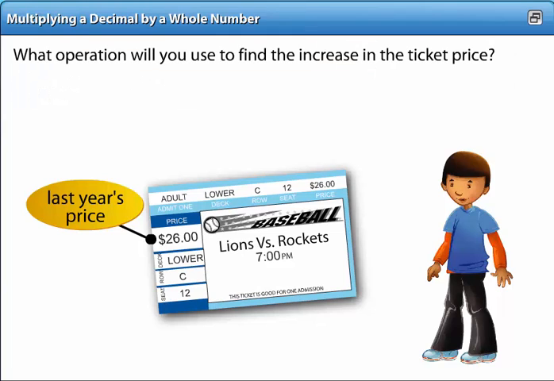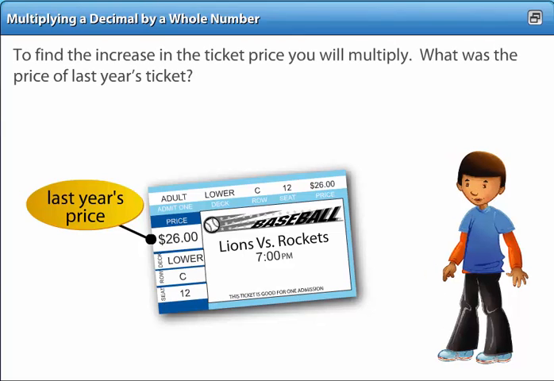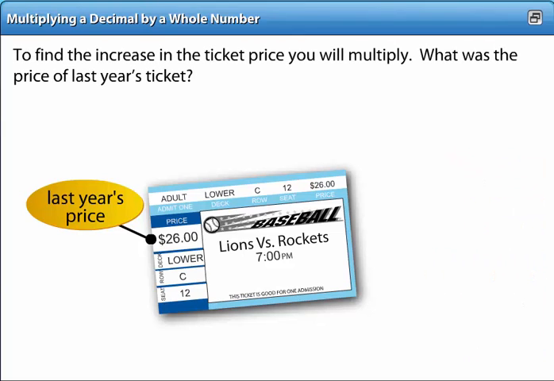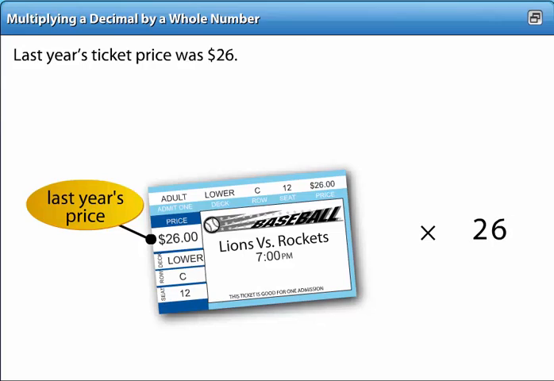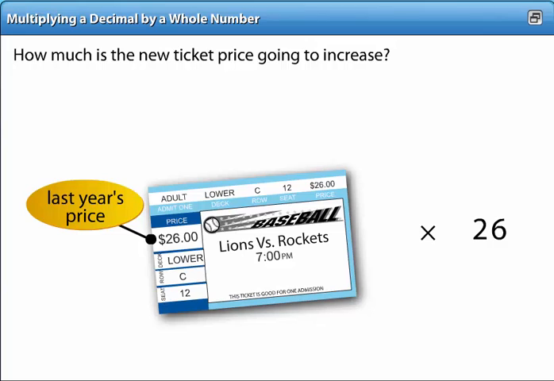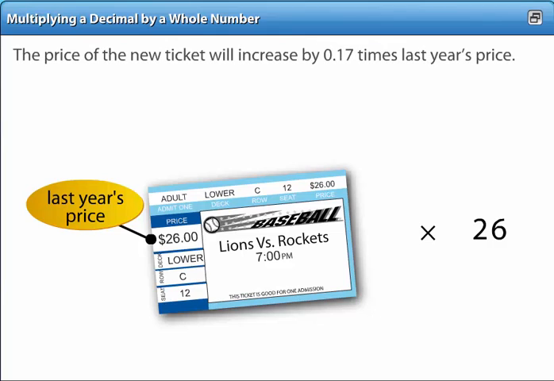What operation will you use to find the increase in the ticket price? To find the increase in the ticket price, you will multiply. What was the price of last year's ticket? Last year's ticket price was $26. How much is the new ticket price going to increase? The price of the new ticket will increase by 17/100ths times last year's price.